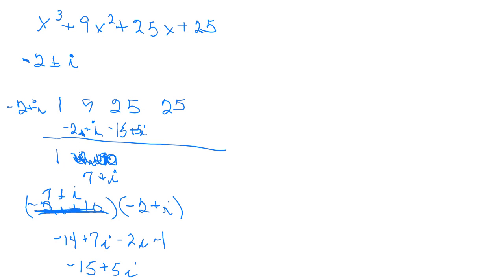And if you notice, I didn't give myself enough room here. But the 25 and the minus 15 give you 10 plus 5I. So you've got 10 plus 5I that you're going to multiply by negative 2 plus I.